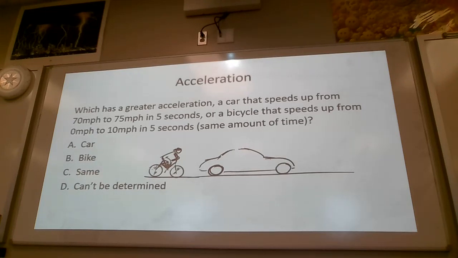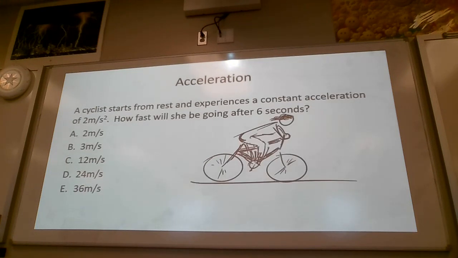Okay. So, is it possible for something to be moving slower and have a greater acceleration than something that's moving faster? Absolutely. Velocity and acceleration are two distinct things. They are not the same. This is another example. Good with that? Okay. Next question.